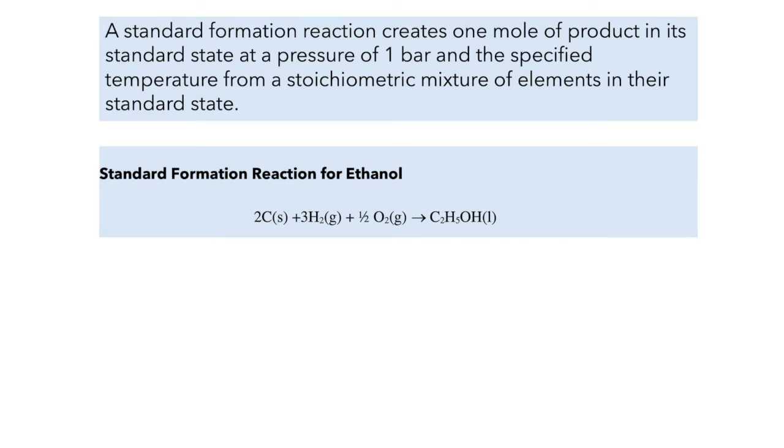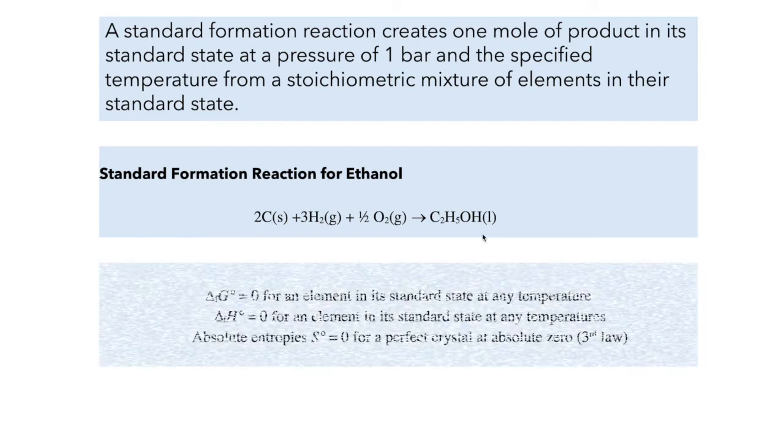Let's take a look at a specific example, the standard formation reaction of ethanol. A standard formation reaction creates 1 mole of product, only one product, and that product is in its standard state, which at 298 Kelvin for ethanol is a liquid. And the reactants are going to be elements in their standard state, that is, carbon is graphite, H2, and O2 diatomic gases for hydrogen and oxygen, but each one with the appropriate stoichiometry to balance this reaction and form 1 mole of product.